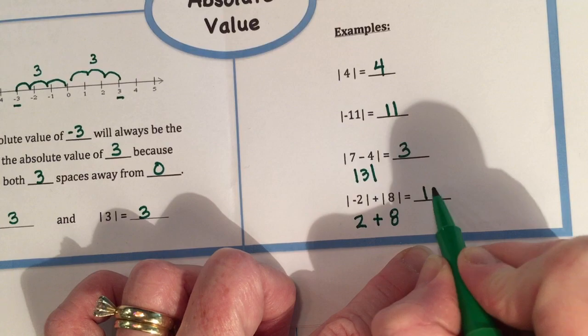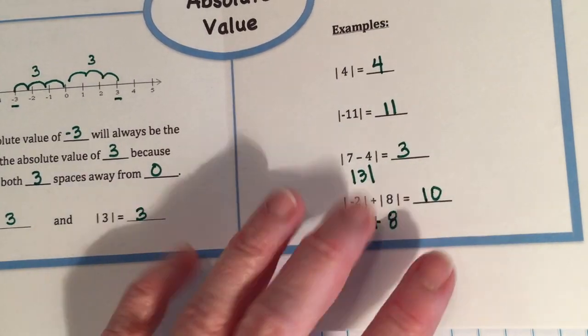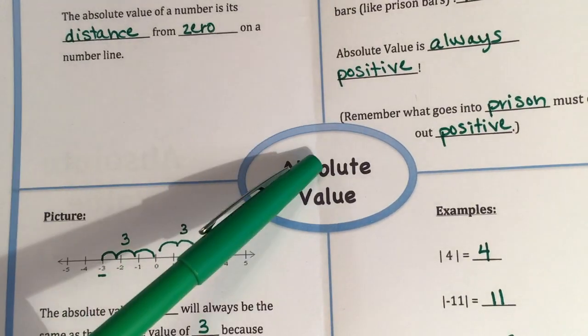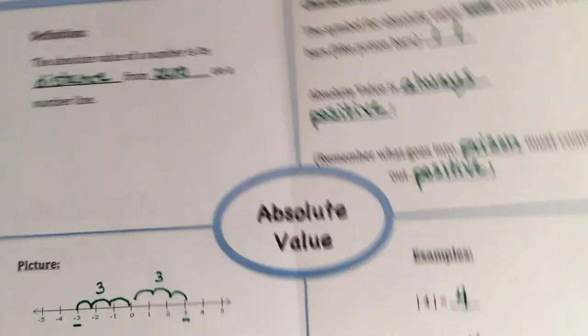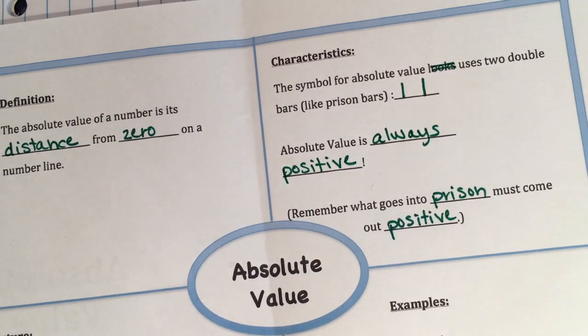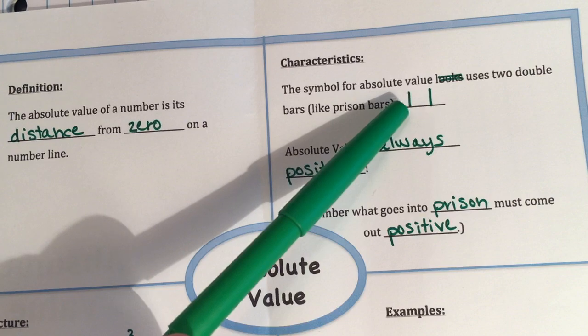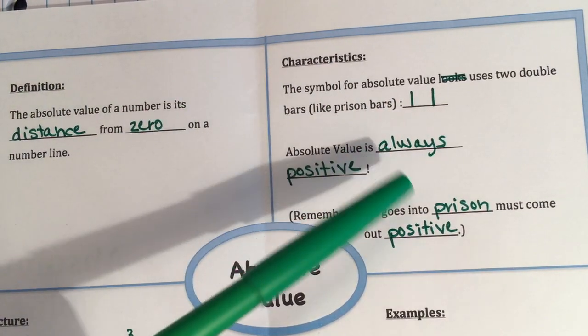All right, so to sum it all up, absolute value is the distance a number is from 0. Remember, always positive, and sometimes remembering the symbol and comparing it to prison helps you remember that it's always going to be positive.